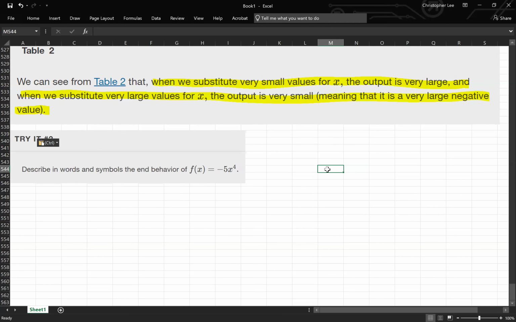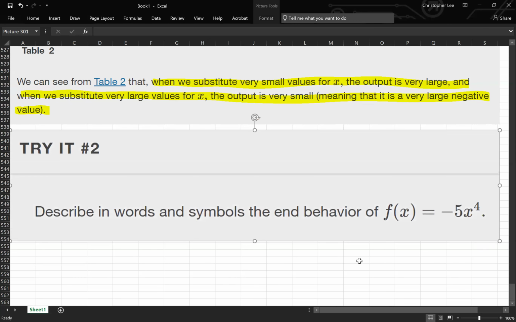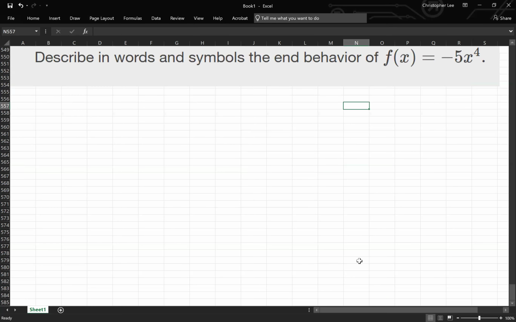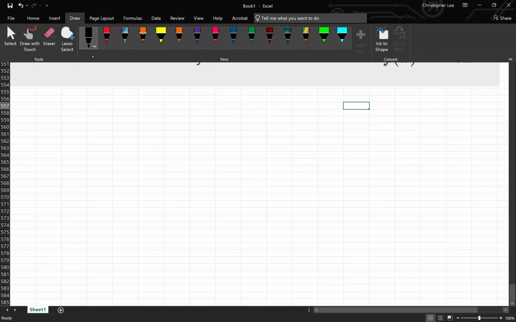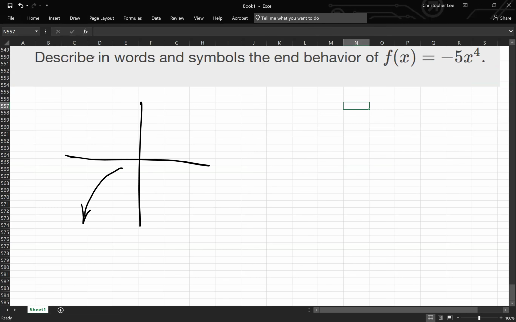What's the end behavior of this? It's gonna go down, right? So like this. Oh shoot, let me get my pen. All right. Let's see. Questions on this? Anybody? Okay.